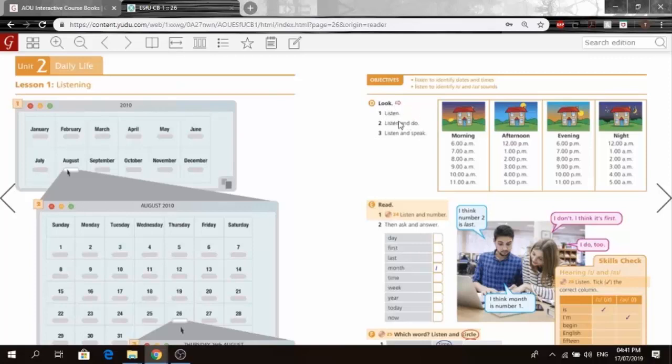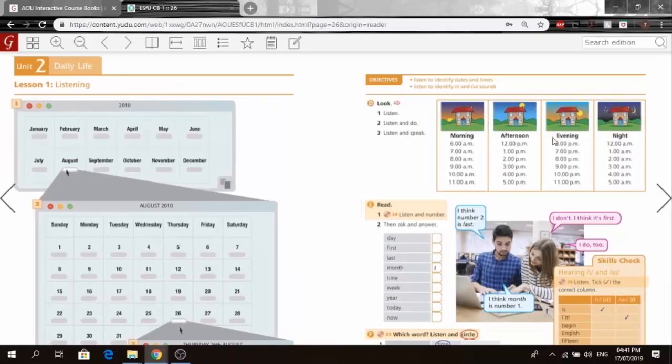Here we have listen, listen and do, and listen and speak. Okay, so listen to identify dates and times. So here we have morning, afternoon, evening, and night. And like I said, I'd get more specific here, and this is where we're going to do it. So usually morning is considered from 6 a.m. to 11 a.m. This is morning, so this is when you see people usually wake up, usually start going to work or school or college, but it depends on the schedule, obviously. But this is where usually people get up and start going about their day, okay?